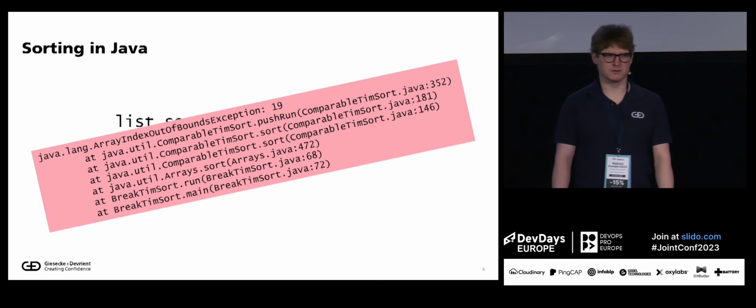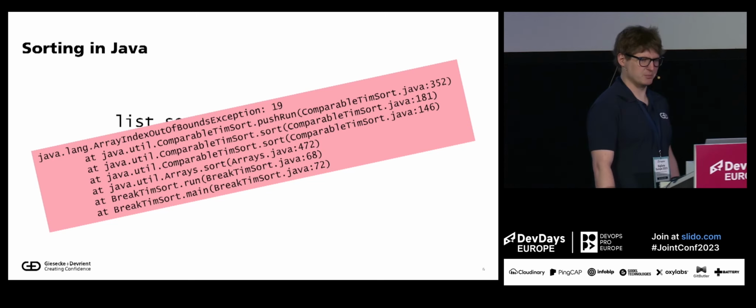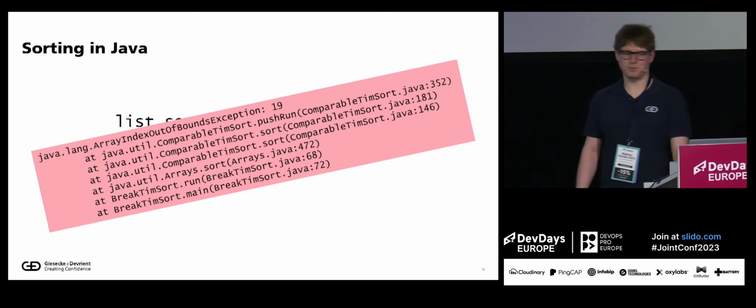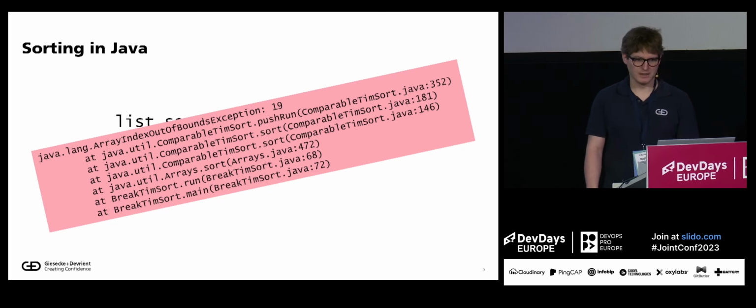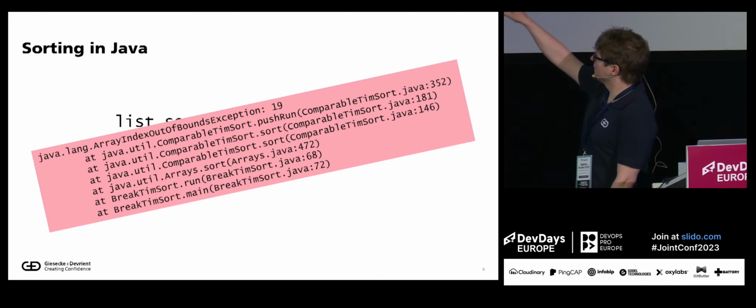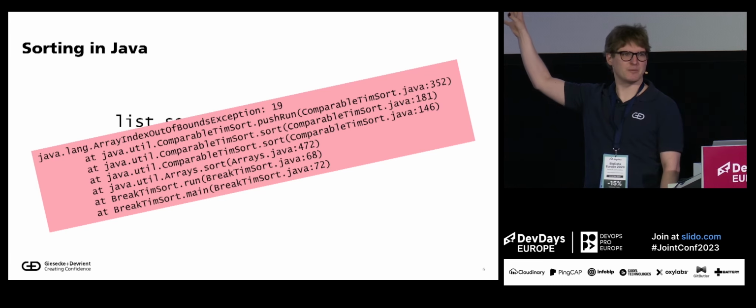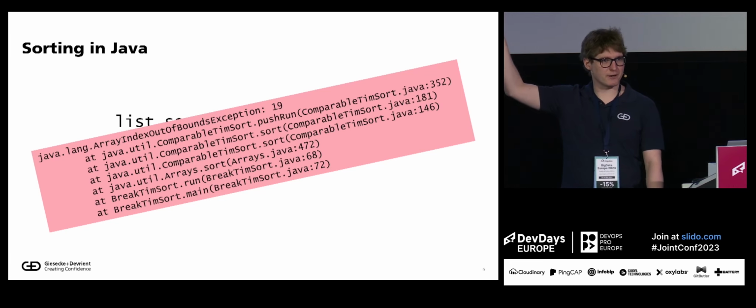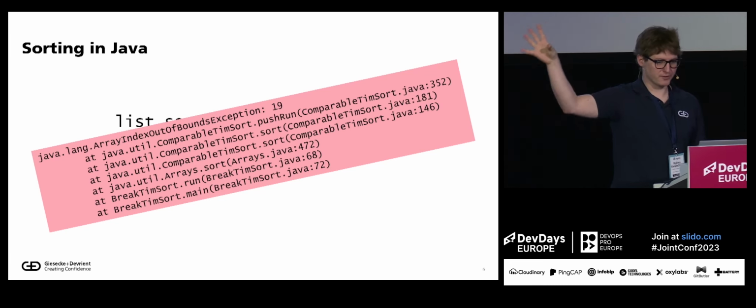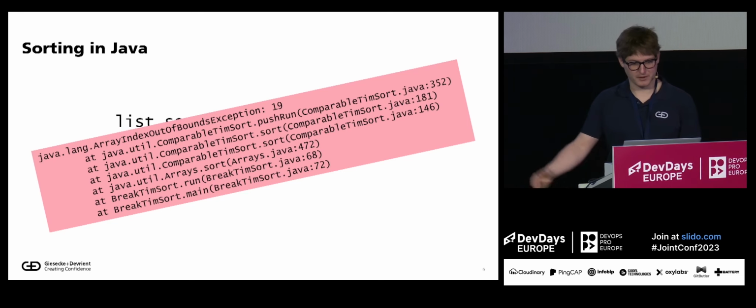That's strange, right? The built-in Java sorting routine should not be throwing an array index out of bounds exception, right? If you look at the stack trace, it's somewhere in ComparableTimSort.pushRun. That seems like something that should not happen, right? If I'm supplying an array to a built-in sorting function, why is this throwing some exception, right?